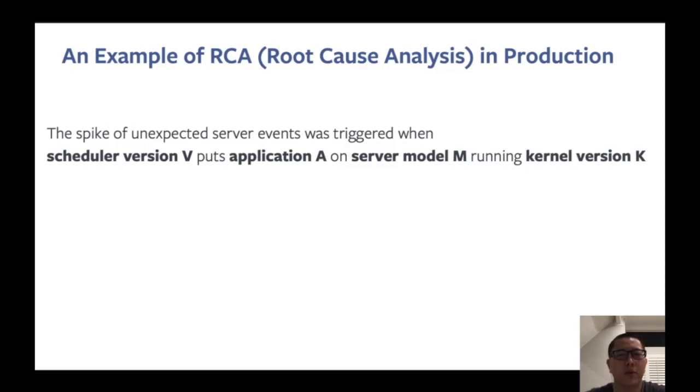So there are multiple components here. Scheduler version V, it could be a dimension or a feature from the tooling log because scheduler is part of the tooling systems. Application A will be a feature or a dimension from the software log, and it could be the application name or the expected load or the routing of the traffic, for example.